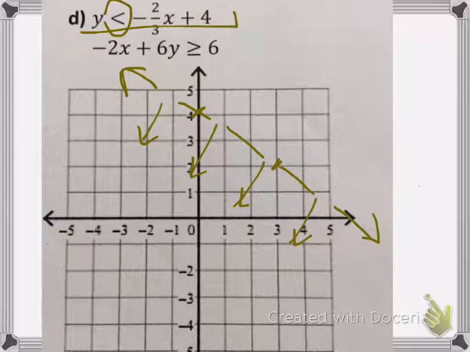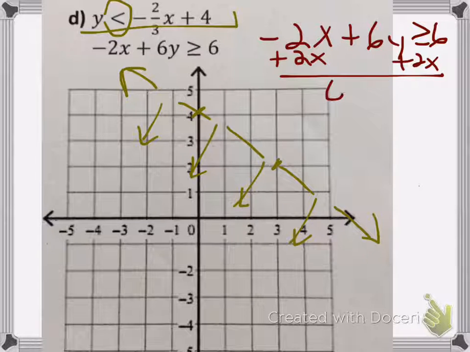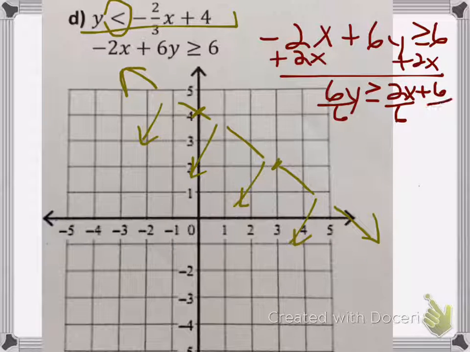Okay, this next part I have to actually solve before I can graph. So let's rewrite the equation and solve it. I'm just going to rewrite that problem over here so that I can solve it for y. I need to get y by itself, so the first thing I'm going to do is add that 2x over to the other side. So I'll have 6y is greater than or equal to 2x plus 6. I have to divide both sides by 6. So I get y is greater than or equal to 1/3 x plus 1.